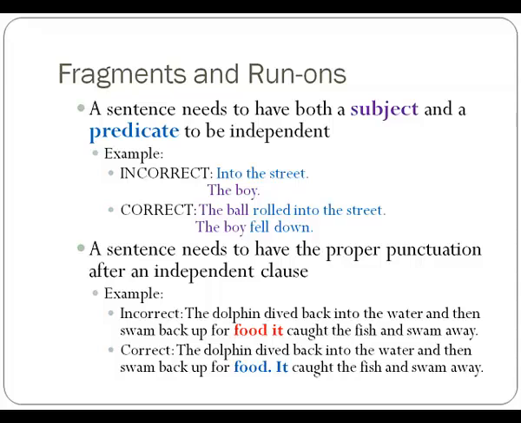A sentence needs to have the proper punctuation after an independent clause. Incorrect: The dolphin dived back into the water and then swam back up for food it caught the fish and swam away. Correct: The dolphin dived back into the water and then swam back up for food. Period. Capital I. It caught the fish and swam away. This is how you know if a sentence is a run-on: just read it to yourself. If you can't catch your breath, it means it's a run-on.